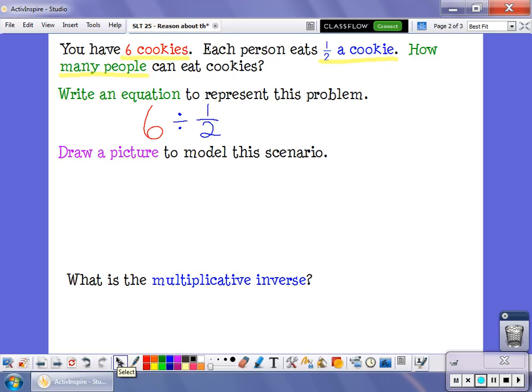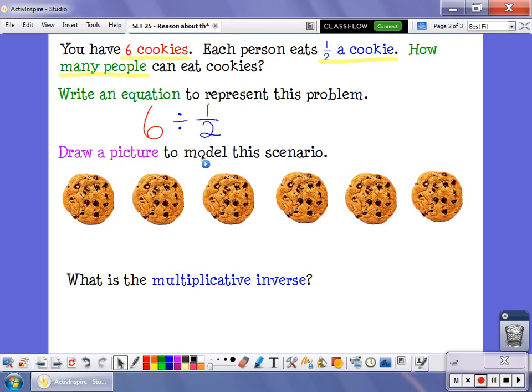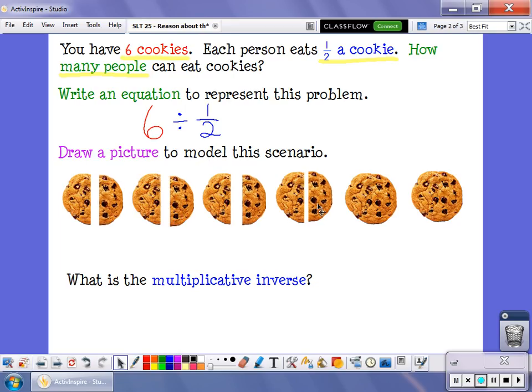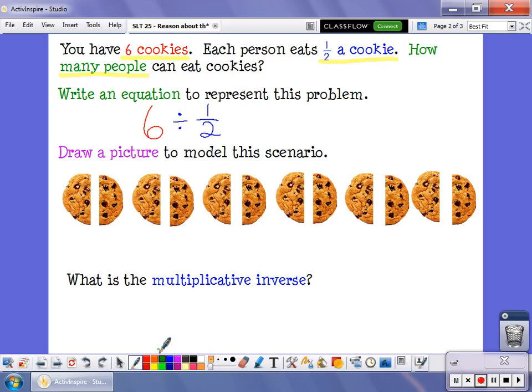Well, if I were going to draw a picture, I would start off with my 6 cookies, and then I would take each cookie and split it in half, or divide it in half. So I'm doing 6 divided in half. Now my answer is going to be the number of cookies, or pieces of cookies, that I've created by dividing these 6 cookies in half. So if I count up these pieces, I can see that 6 divided by 1/2 gives me 12. And 12 people can eat cookies.